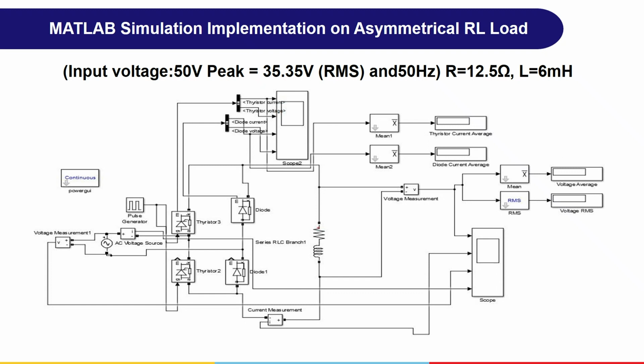MATLAB simulation implementation on asymmetrical RL load. In this circuit also, input voltage 50 peak equals 35.35 RMS and frequency 50 Hz. R equals 12.5 ohms, L is 6 millihenries. Now in this you have to observe the thyristor current and diode current in the simulation circuits.